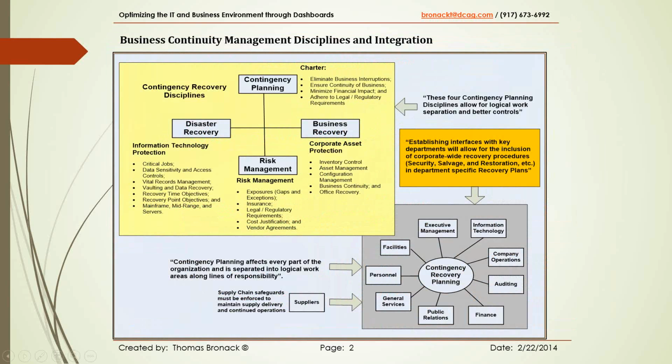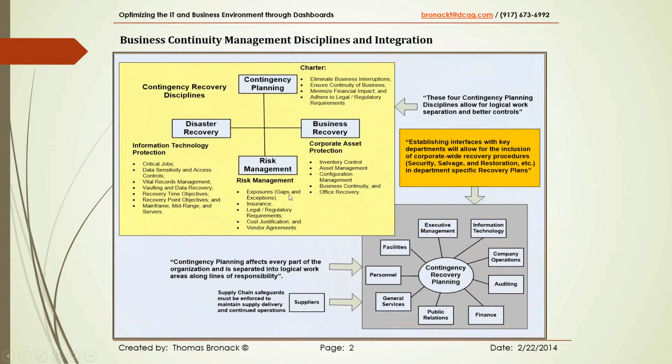To begin with, let's talk about what business continuity is and how it has to be implemented within your company. The charter is basically a charter towards executive management, and they're charged with eliminating business interruptions, ensuring continuity of business, minimizing the financial impact of an interruption to business, and adhering to legal and regulatory requirements.